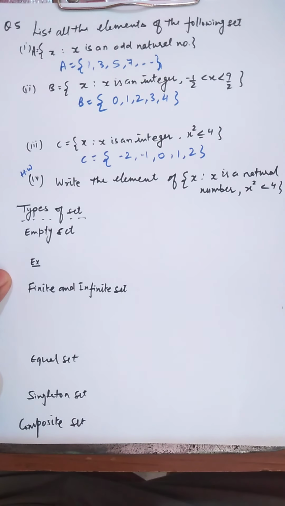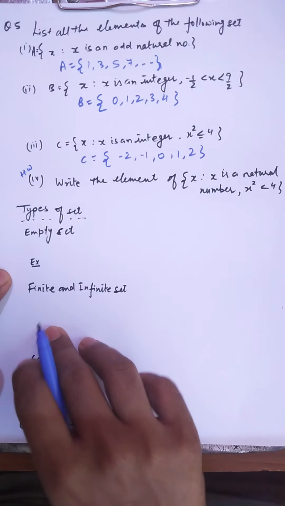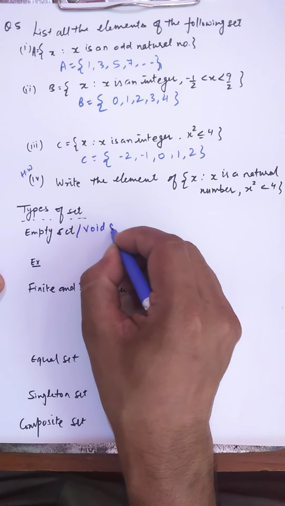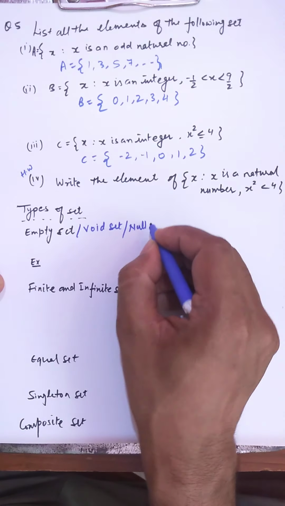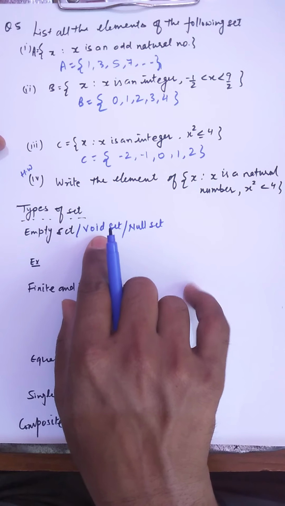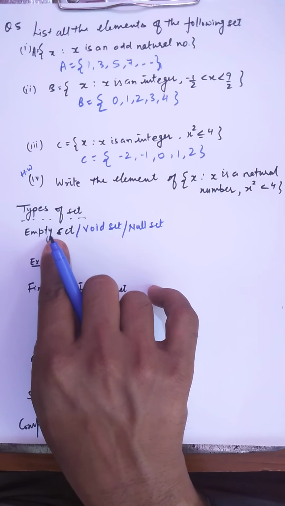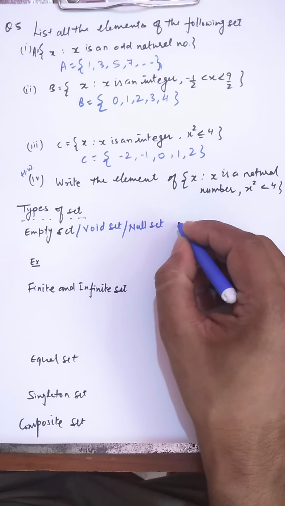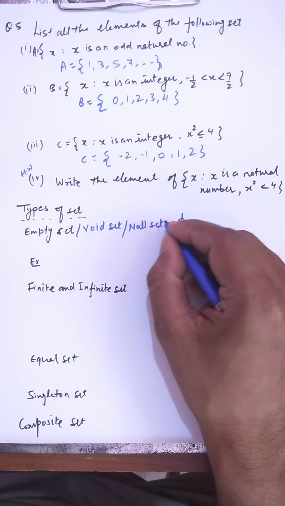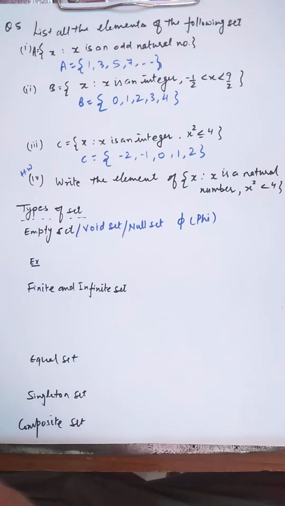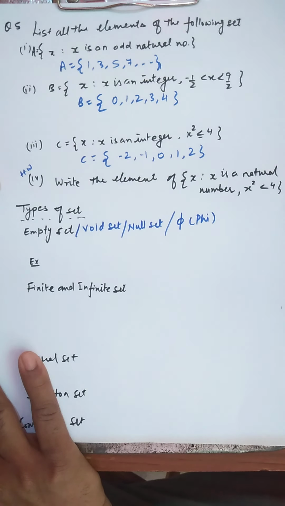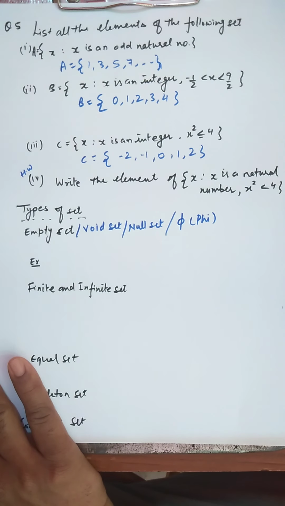Now come to the types of set. The first type is your empty set. Empty set you can also say as void set, or you can say null set. So there are three words that can be used synonymously for the empty set. Symbolically we write this with this symbol, which is called phi. So you may write it this way also, phi. So what is an empty set? Empty set means any set in which there is no element.